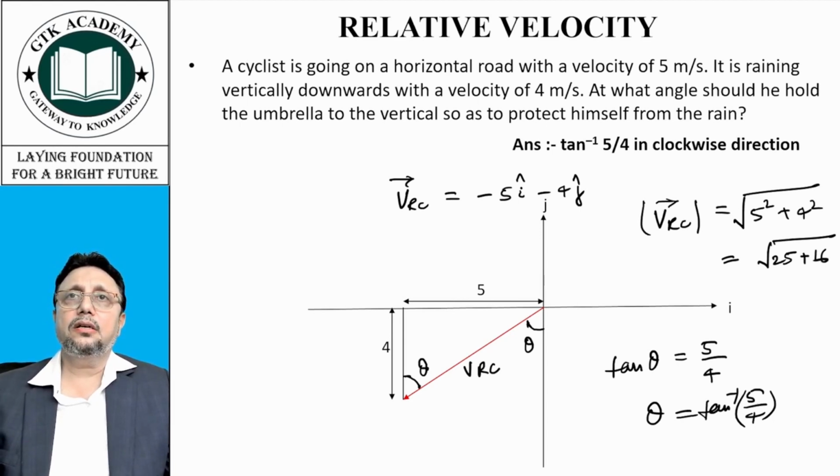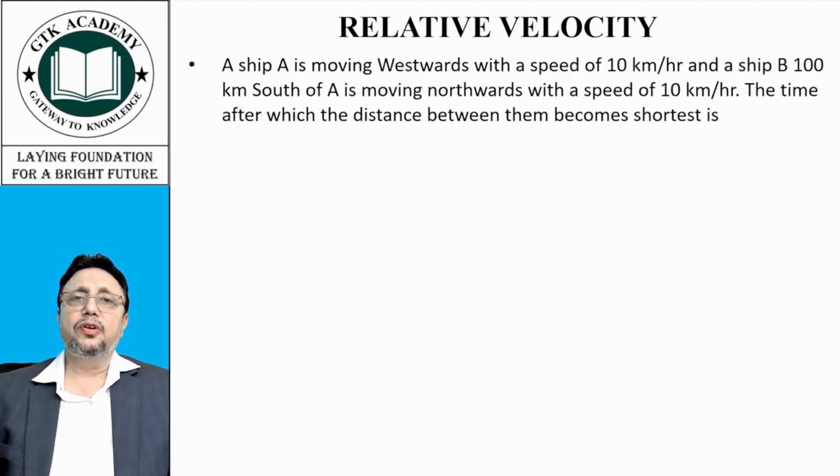So this is solving a relative velocity problem by two methods. Both have their own advantages, and in fact at some time disadvantages also. One problem may be: a ship A is moving westwards with a speed of 10 km per hour, and another ship B, which is 100 km south of A, is moving northwards with a speed of 10 km per hour. Find the time after which the distance between them becomes shortest. That means this is a problem on distance of closest approach.